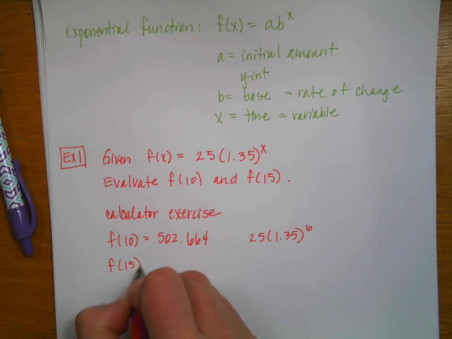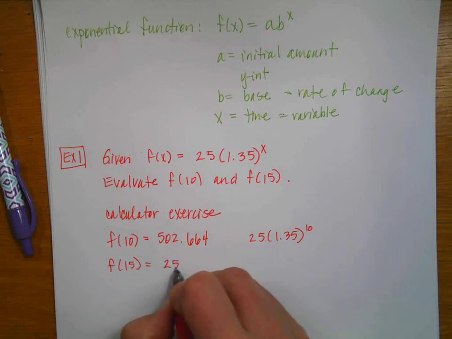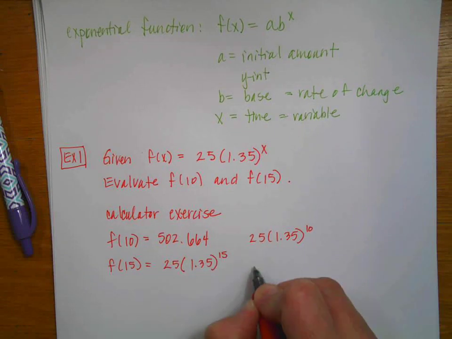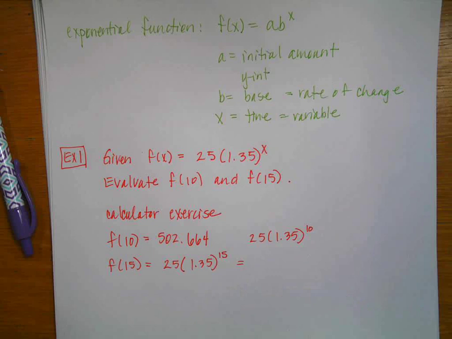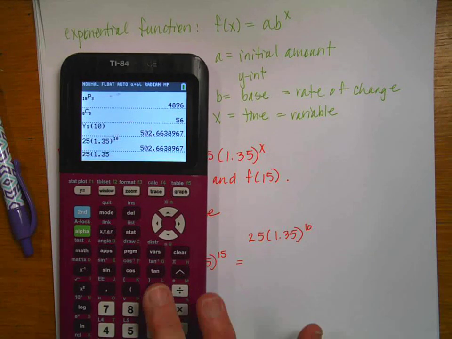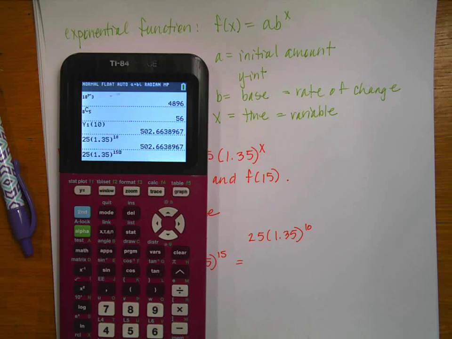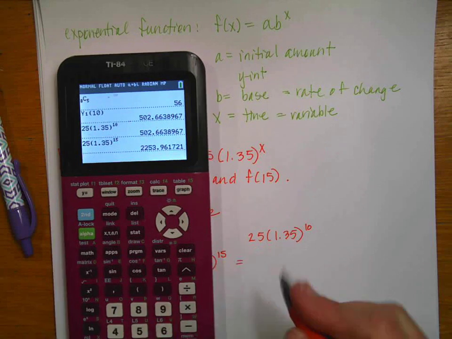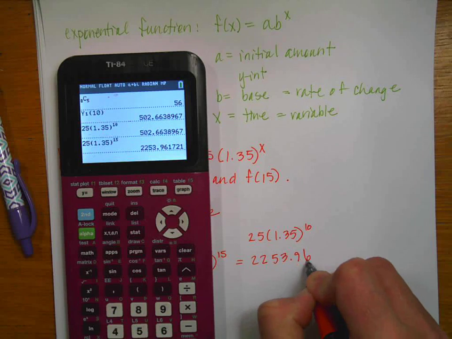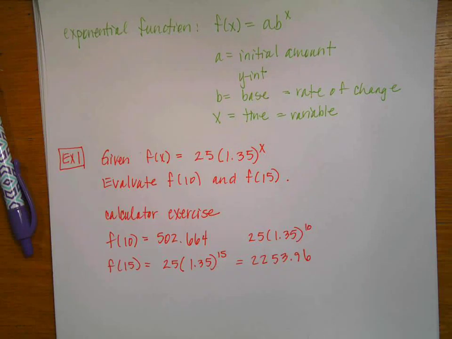So then let's do the second one. It said do f of 15. Well, that's going to be 25 times the 1.35 raised to the 15. And when I do that in my calculator, so I have 25 times 1.35 raised to the 15, and then I'm going to get 2253.96. Okay? And then that would be those two. So they're really quite simple to evaluate.